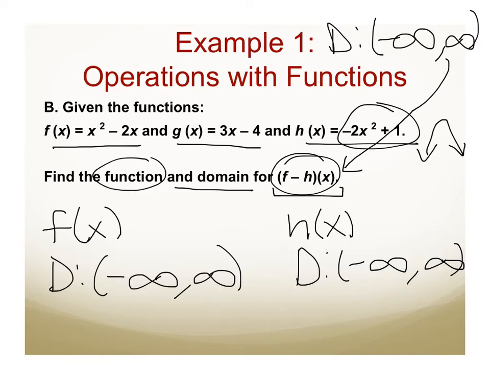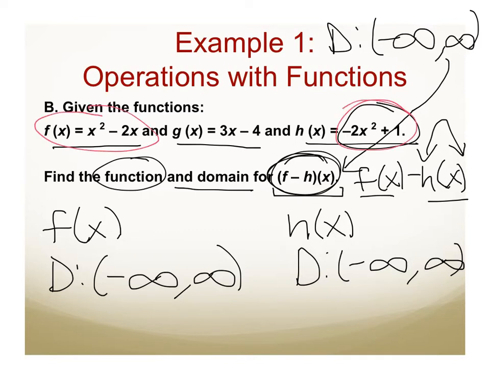Now I have to actually go ahead and find out what the equation is for f minus h of x, which is really just f of x minus h of x. Okay, another way to write f minus h of x is f of x minus h of x. And we're going to take the original function and subtract h of x. x squared minus 2x is f of x. And then I'm going to subtract from that the function h of x, which is negative 2x squared plus 1.